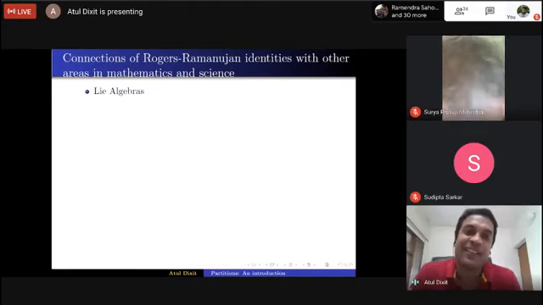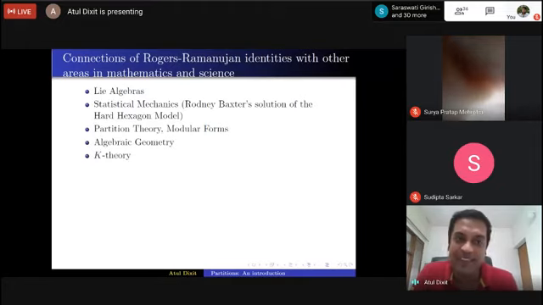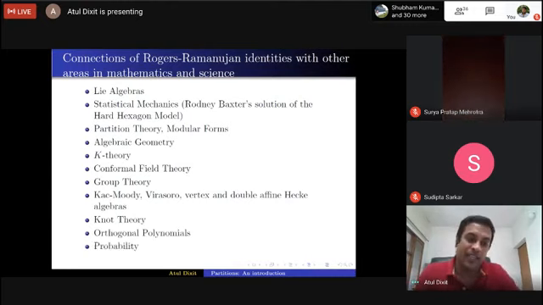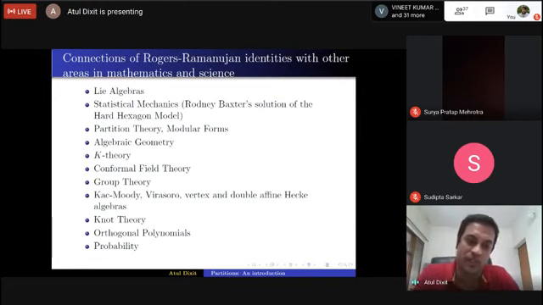Where do we get Rogers-Ramanujan identities? Lie algebras, statistical mechanics, partition theory, modular forms, algebraic geometry, K-theory, conformal field theory, group theory, Kac-Moody-Virasoro algebras, knot theory, orthogonal polynomials, probability. In fact, Rogers' work was through orthogonal polynomials. And one simple corollary of Rogers' work was these two identities, which are now known as the Rogers-Ramanujan identities.